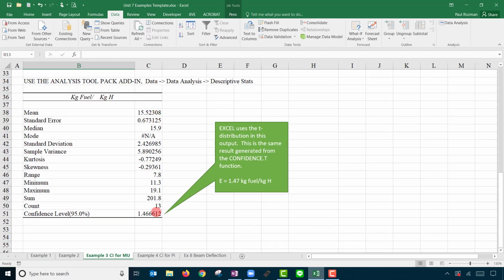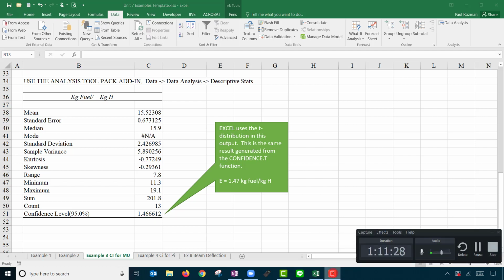So it's really nice. It's 15.5 plus or minus 1.46. 1.47, I guess. So pretty nice for doing those calculations in Excel. Highly recommend it. You really don't have to be that good at reading your T and Z table as long as you have Excel available to you.